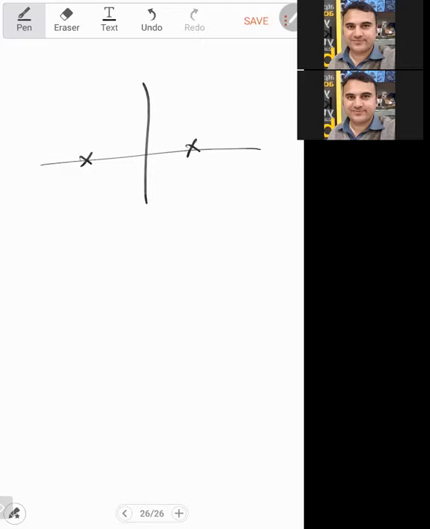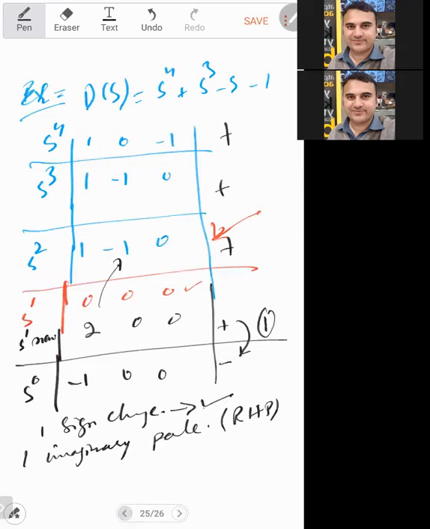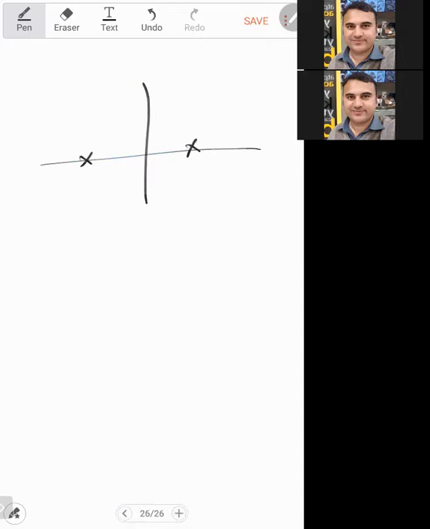So the symmetry and the imaginary condition is satisfied. Now let us go to the original polynomial. And in the original polynomial, you see up to here, there is no sign change. So this means 4 minus 1, which is equal to 3. So 3 poles are in the left half plane.